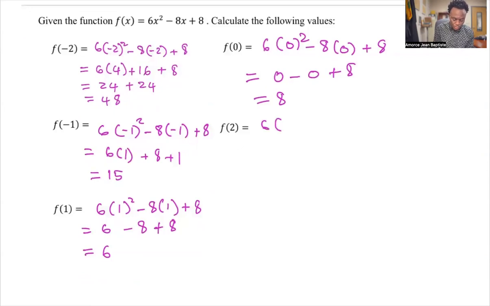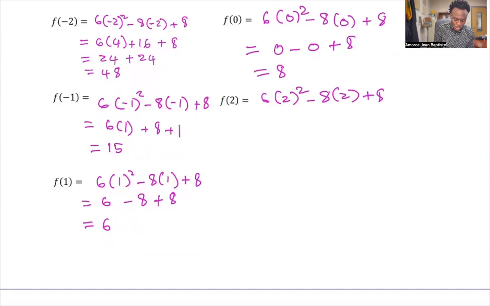6 times 2 squared minus 8 times 2 plus 8. That is 6 times 4, minus 16 plus 8. That is 24 minus 12. That is 12.